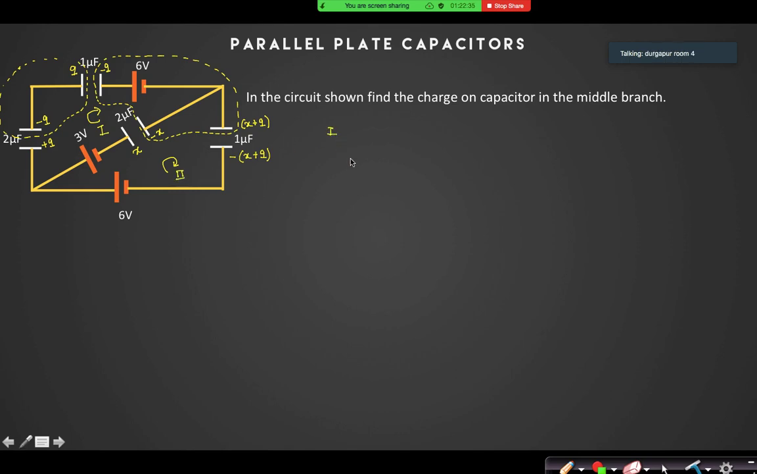For loop 1, what equation will I write? Minus of Q by C, which is 2. Right? Again, from plus to minus I am moving, so it is minus of Q by 1. As Q is in microcoulomb and C is in microfarad, the ratio will be in volt only.